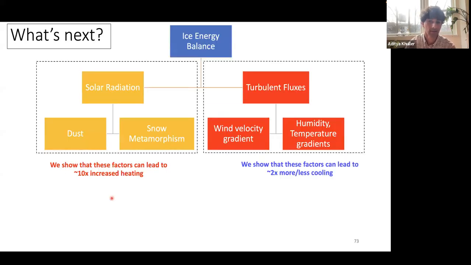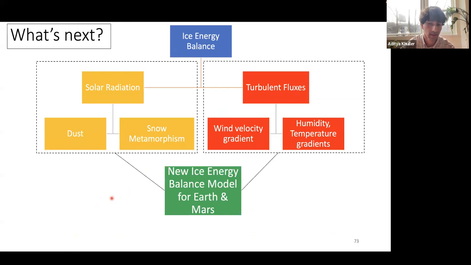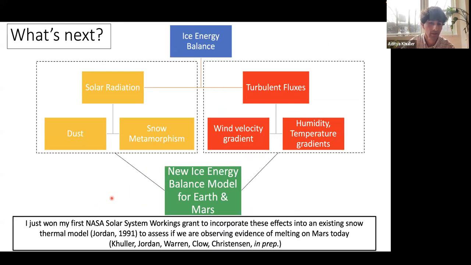And what's next is putting these two pieces together into a new ice energy balance model for Earth and Mars. And so I had written a NASA Solar System Workings grant to put these factors into an existing snow thermal model called SnowTherm. And I'm working with Rachel Jordan, who actually made that model. And it's a snow thermal model for mass and energy balance. And it computes all kinds of things, the liquid flow and phase change and things like that. But it was for snow on Earth. And so we're expanding it to snow, firn, and glacier ice with and without impurities on Earth first, and then expand it to Mars.